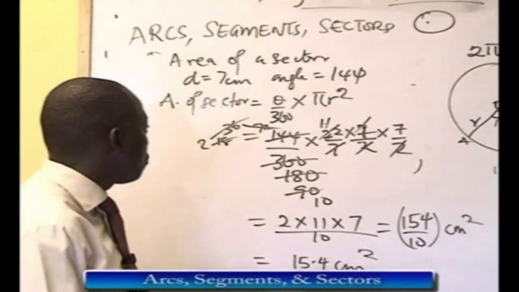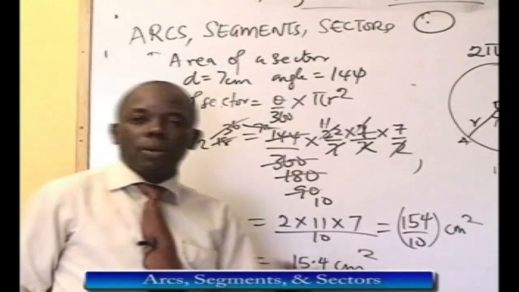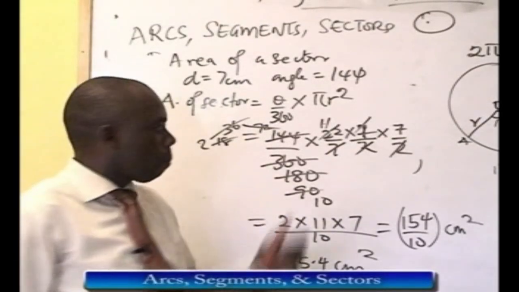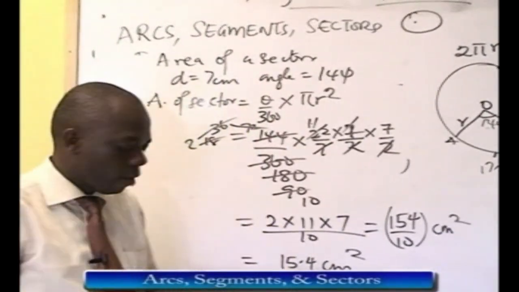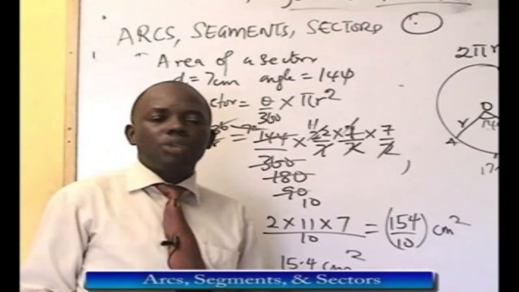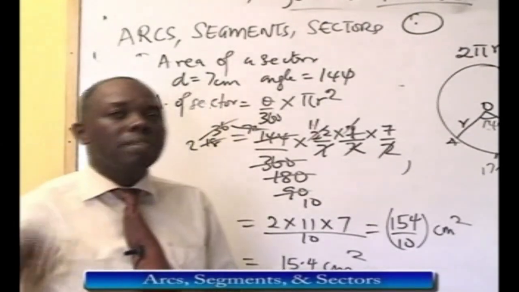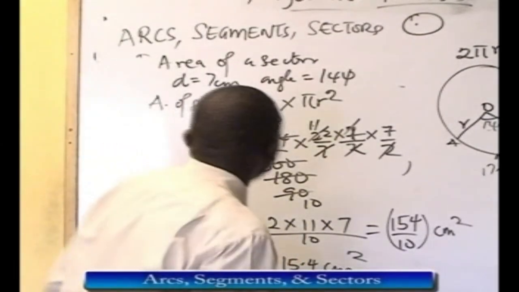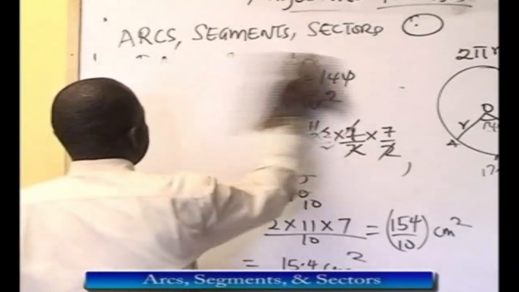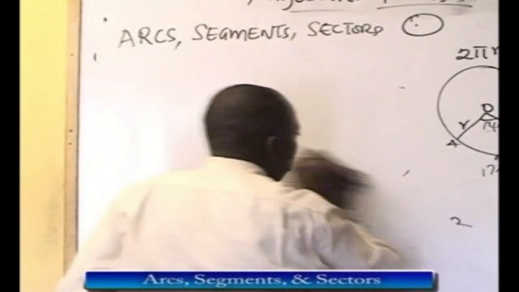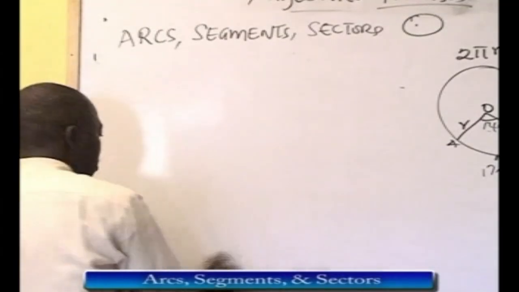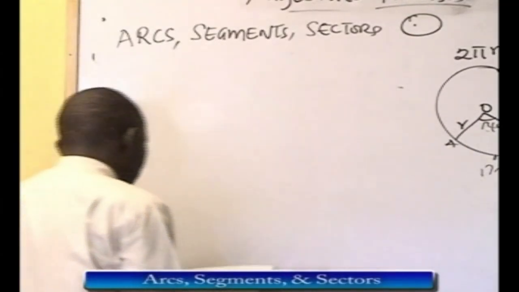All right. We've learned how to calculate the length of an arc. We've also learned how to calculate the area of a sector. Now I'm going to be teaching you how to calculate the perimeter of a sector. How do we determine the perimeter of a sector? What if that kind of question comes in?